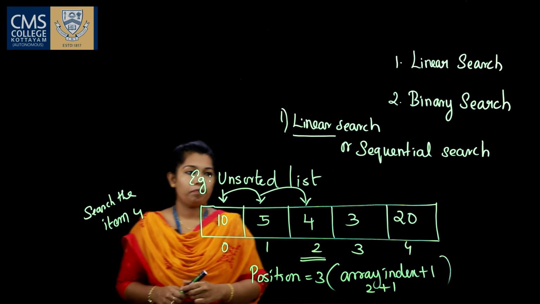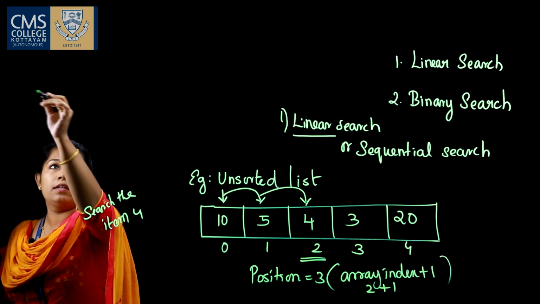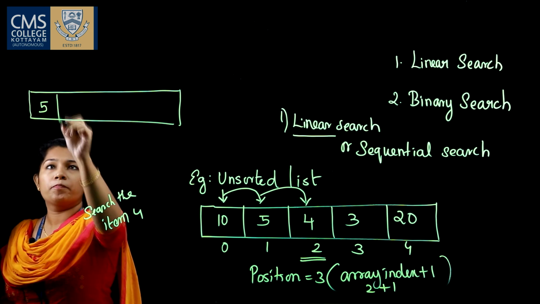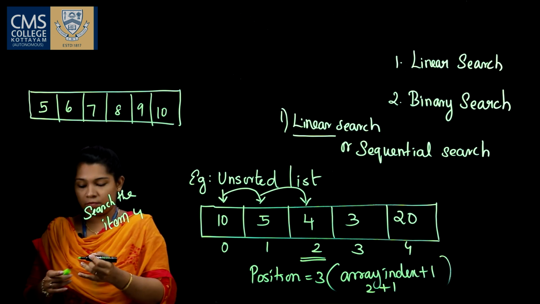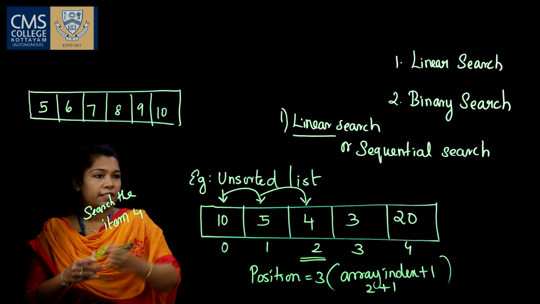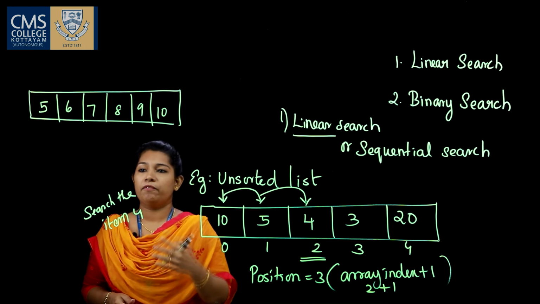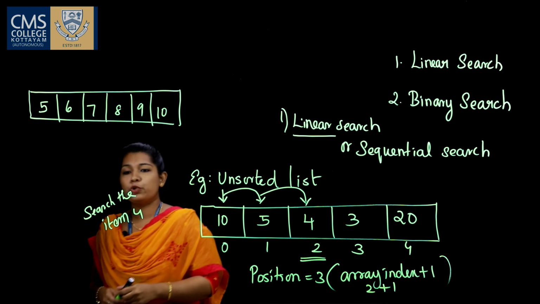If it is a sorted list, through the same procedure you can go one by one and find whether you have found that element or not. So this linear search has two outputs.